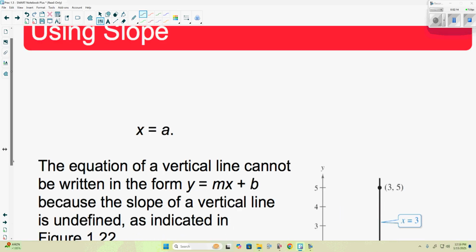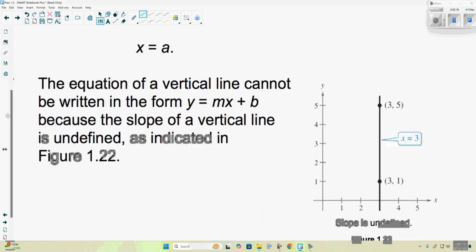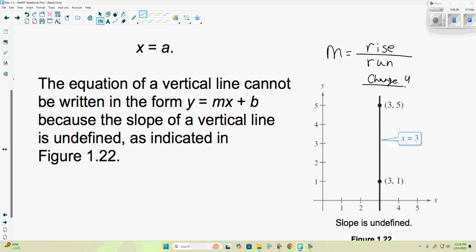Now, if the line's a vertical line, it has no slope. Because when we talk about slope, m, it is rise over run, the change in y over the change in x. And if we look at this here, there is a change in the y-axis. There is a positive or negative amount. It's moving up or down, yes?